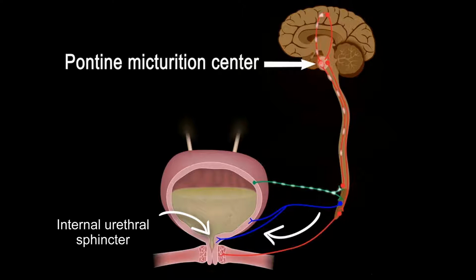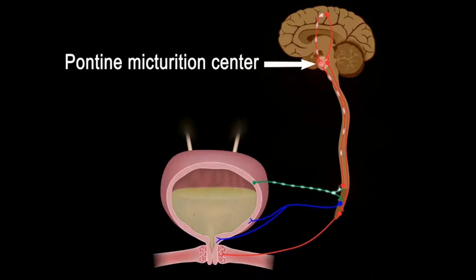This part of the reflex, with the bladder being emptied, is involuntary and is predominant in infants and young children. As the central nervous system matures, it acquires voluntary control over the external urethral sphincter. Urination is controlled mainly in the micturition center in the pons.